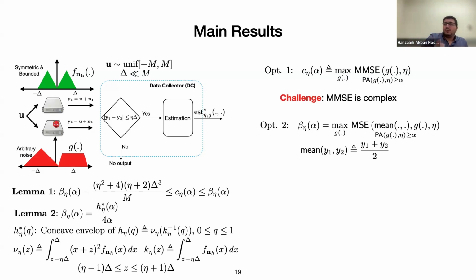And then in lemma 2, we find the result of optimization 2. We show that for each value of eta and for each value of alpha, beta, optimization 2 would be h star of alpha divided by 4 alpha. And h star is an upper concave envelope of this complex function, as you can see here.